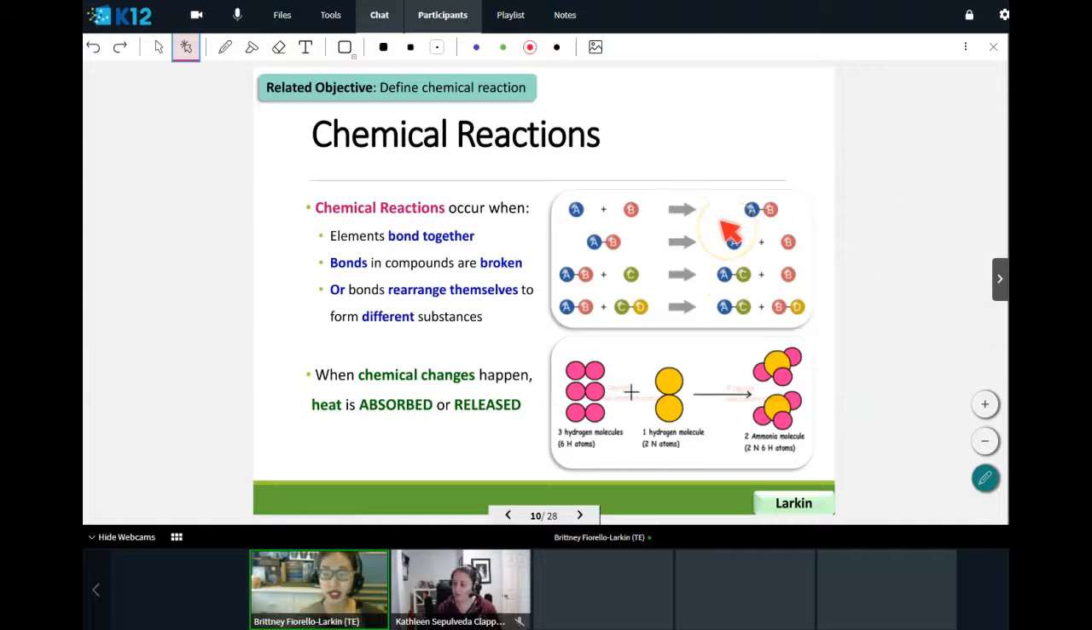Awesome. All right, so let's go ahead and talk about this. Chemical reactions, we talked about the word reaction. When we talk about chemical reactions, we're talking about a change to substances. This can occur when we have elements that bond together, bonds in compounds that get broken, or bonds that rearrange themselves to form different substances.